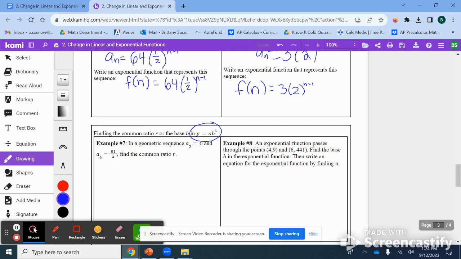We use this formula when you don't know what your r is. So in this example, it says we have a geometric sequence with a of 2 equals 6, a of 5 equals 81 over 4. Find the ratio. We don't know r. But what we do know in this formula, what letter do you think your r would be? b, because that's the one with the exponent. Okay?